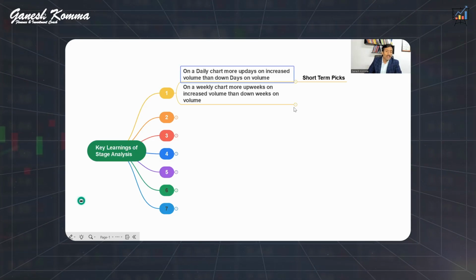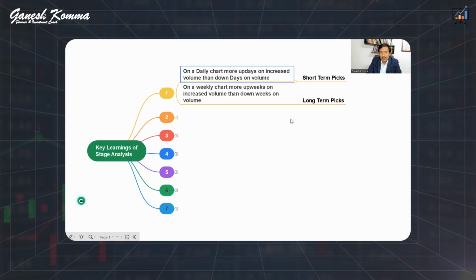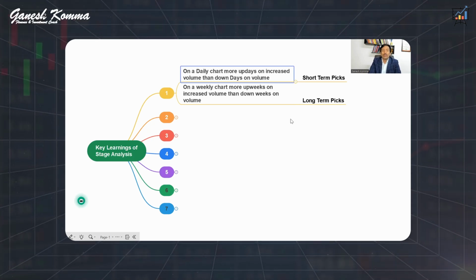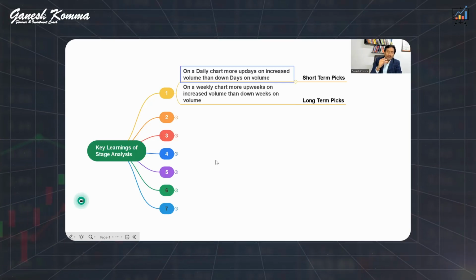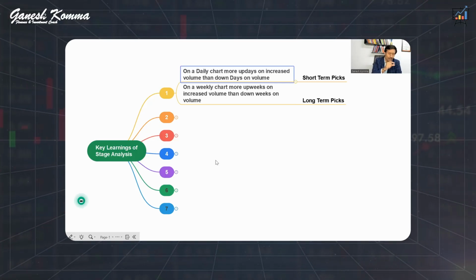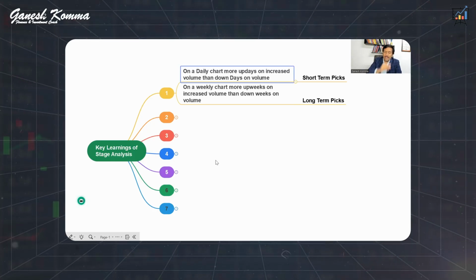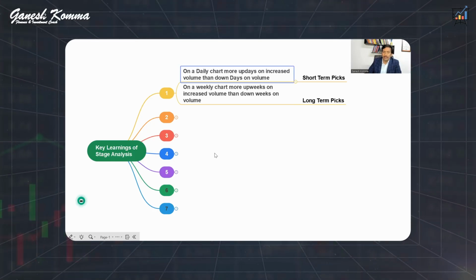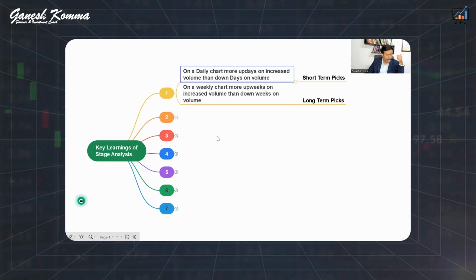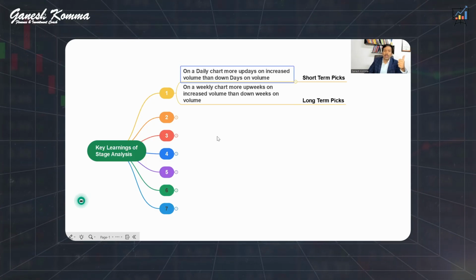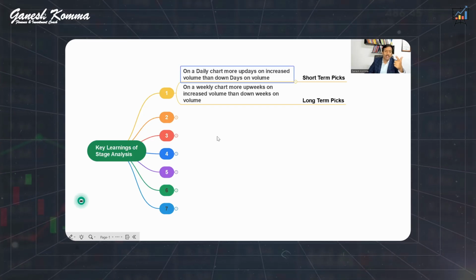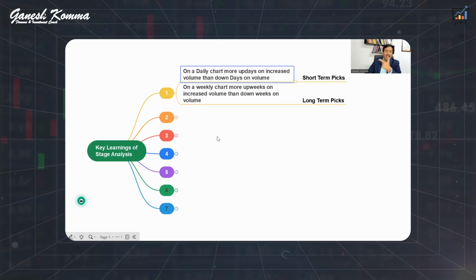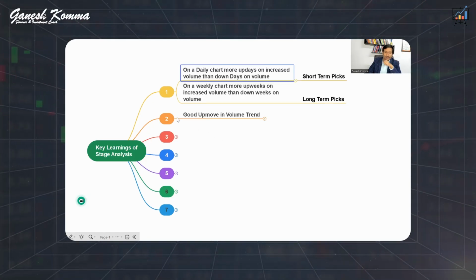It means buyers are more. Similarly, if you are looking at a long-term pick on a weekly chart, there should be more up weeks on increased volume than down weeks on volume. Up weeks means every candle, when you are looking at the weekly chart, should be increasing, a proper green candle should be formed. So for the short term, on a daily chart, more up days than down days with higher volumes, and on the weekly chart, more up weeks than down weeks with higher volume.